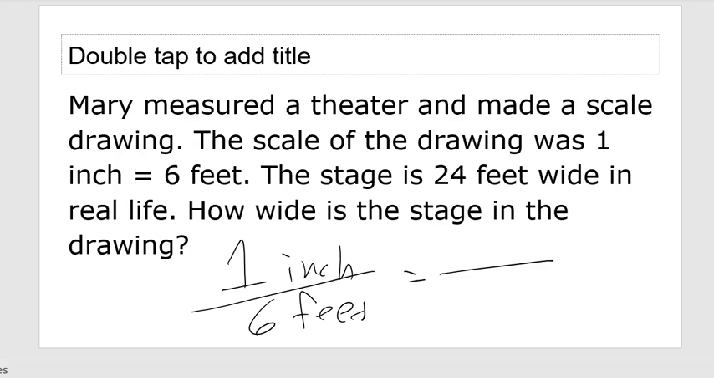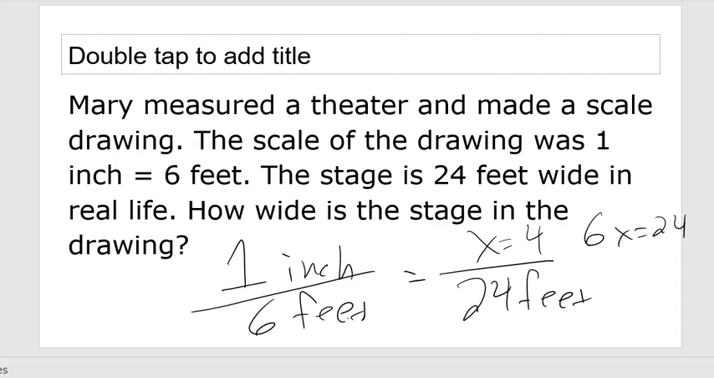So once again, we've got feet. Feet went on bottom, so we're going to keep consistent. X. So we're going to cross multiply. We get 6x equals 24. Divide, and we have 4 inches. There you go.